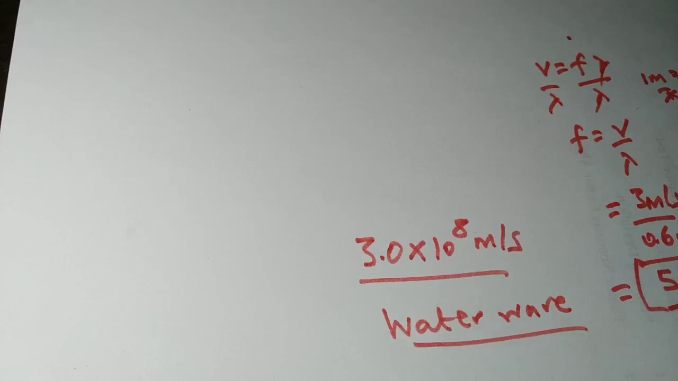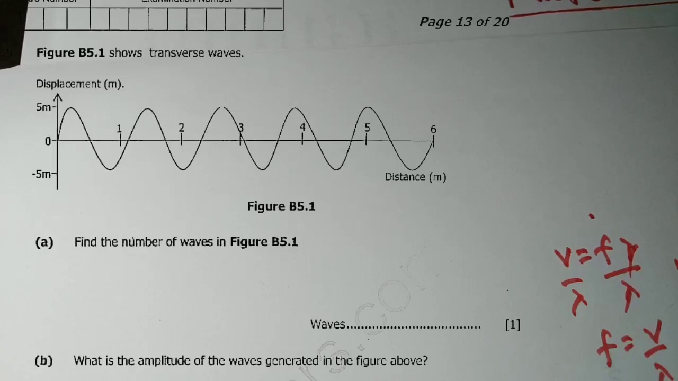Okay, we have another diagram here. This diagram shows a transverse wave, with distance in meters on the x-axis and amplitude on the y-axis. Find the number of waves. Calculating the number of waves is quite easy. One crest and one trough gives us one wave, so that is the distance of one wave. We have 1, 2, 3, 4, 5, a total of 5 waves. What is the amplitude of the wave in the figure above? That's simply 5 meters.